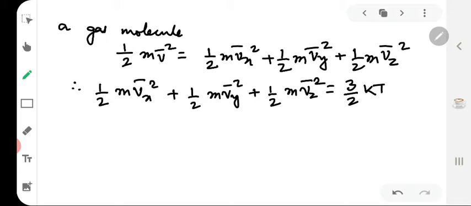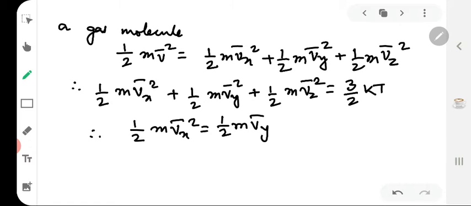Now, the molecular motion is random in nature and no direction of motion is a preferred one. Therefore, the average kinetic energy corresponding to each degree of freedom is the same. Therefore, we may write down half m v bar x square to be equal to half m v bar y square, and this is equal to half m v bar z square.